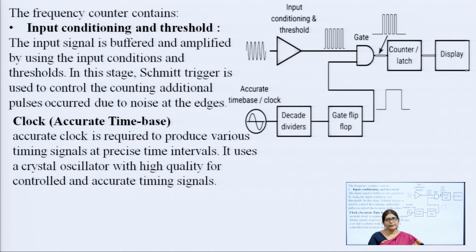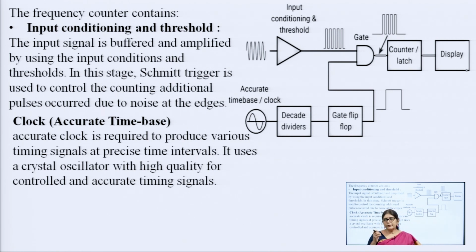Then there is a gate flip flop. When the gate flip flop opens, it will generate, suppose we want to generate one pulse of 1 microsecond or 1 second, that is decided by the gate flip flop, and then it is fed to the AND gate. The incoming signal is the signal whose frequency we want to measure.